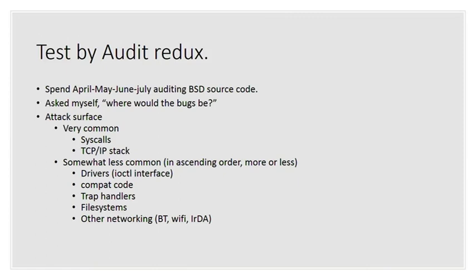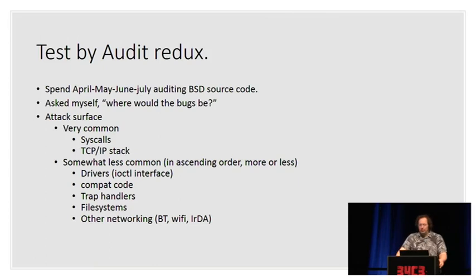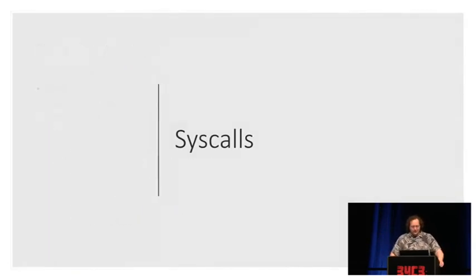And so basically what I did is I asked myself, if I was going to look for bugs, where would the bugs be? Where do I think they would make mistakes? And so I made a list of attack surfaces that I wanted to go look at. And none of these are, I think, overly surprising. Obviously, I'm going to take a look at some syscalls, and the TCP/IP stack, and then some drivers, and I'll look at the compat code and the trap handlers and the file systems and other networking stuff. And I essentially spent 3-ish months looking at that.